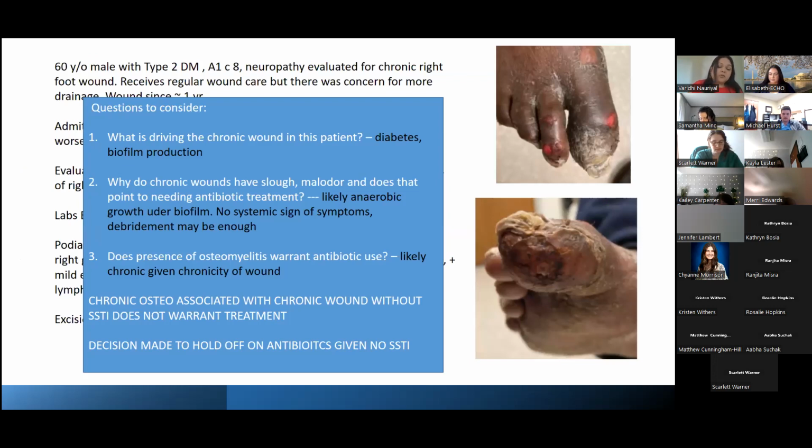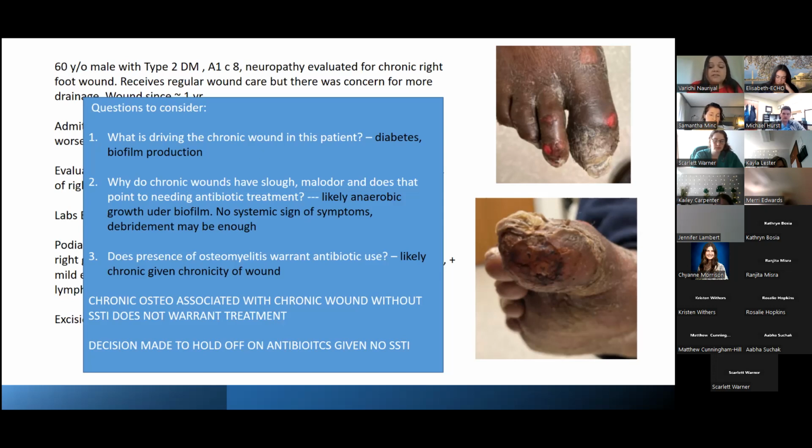So if we go back to the questions we asked in our first case, what is driving chronic wound in this patient? It's likely the diabetes and the biofilm production. Why do chronic wounds have slough and malodor, and do they need antibiotics? We kind of answered that about the anaerobic growth. And if there are no systemic signs or symptoms, debridement may be enough, and we may not need to go towards antibiotics in this setting. And does the presence of osteomyelitis warrant antibiotic use?